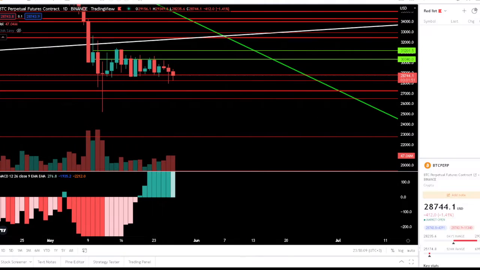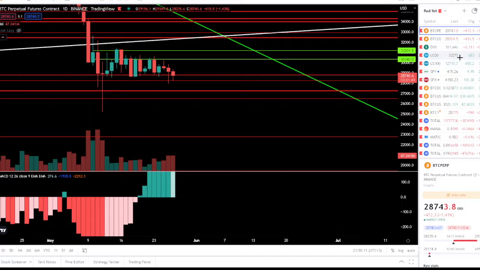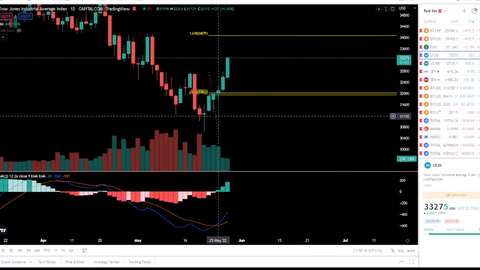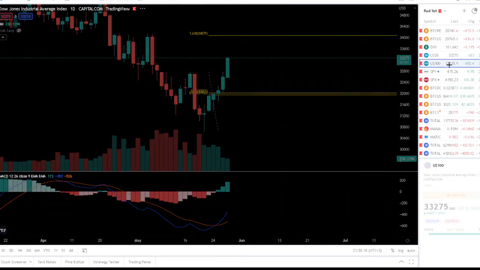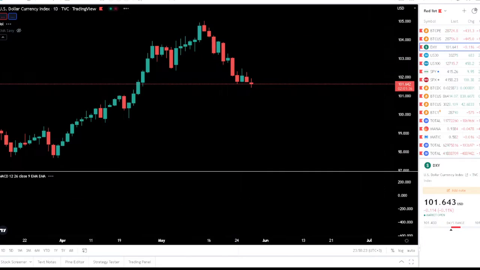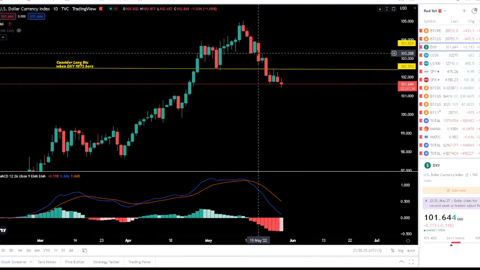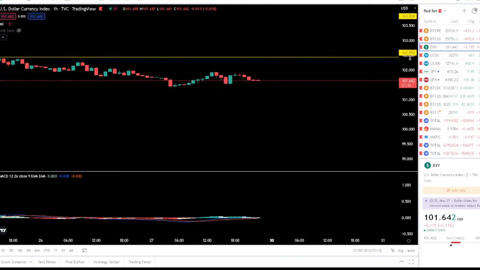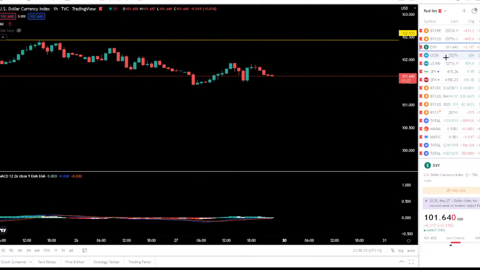If we look at the traditional markets, they had a good run today. The Dow Jones 30 was just pumping. You can see the candles. It's just going up. The US 100 is also just pumping up. The DXY still not looking that good. We're tanking. So in principle, Bitcoin should continue pumping as long as the DXY is dumping and the Nasdaq and the Dow Jones are pumping. Bitcoin should be pumping as well because it follows the traditionals.